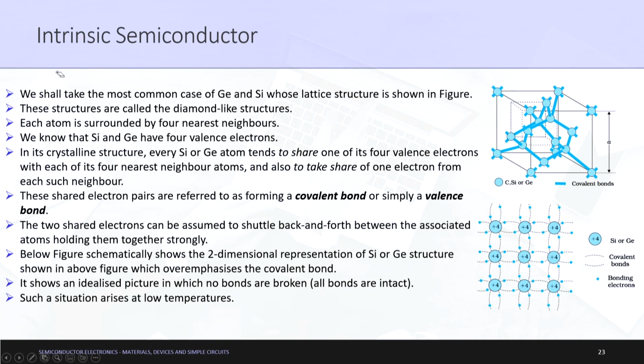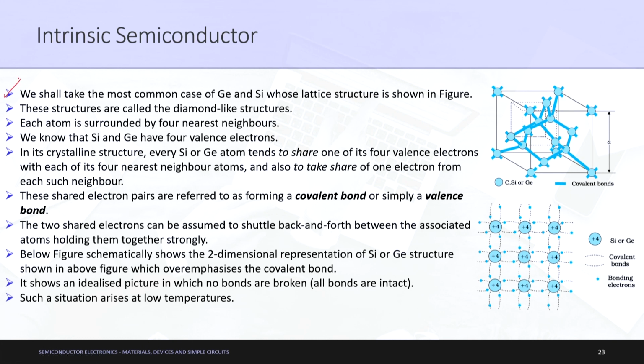So we shall take the most common case of silicon and germanium whose lattice structure is shown in the figure. So basically this is one of the lattice structures of silicon or germanium, which has 4 electrons. If you look toward this atom here, this is 1, this is 2, this is 3 and this is 4. So it is surrounded by 4 different electrons.